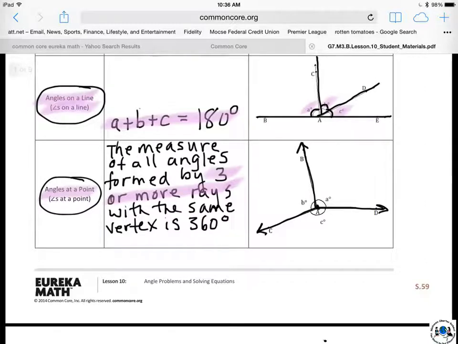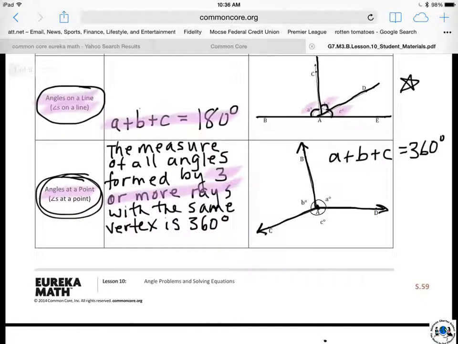It has to be three or more rays that share a vertex, and the sum of the measures of all of those is going to equal 360. So in this case, A plus B plus C would equal 360. Up here, A plus B plus C equaled 180, but we were talking about a line. In this example, there's no line drawn.